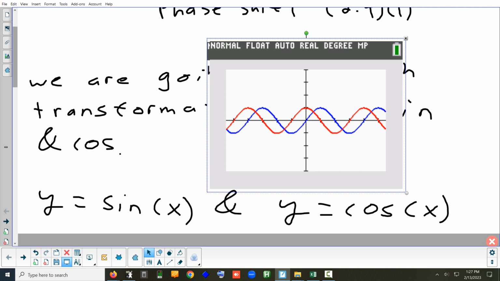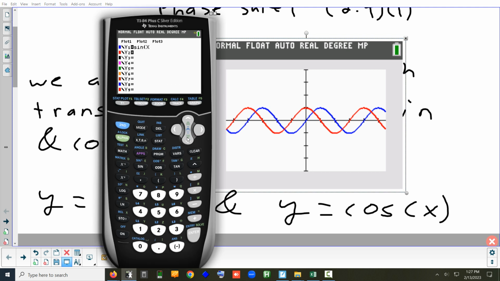Okay, so sine and cosine are pretty similar. Let's take a look at tangent. Now, the graph of tangent has a pattern that keeps repeating, but it doesn't look anything like sine or cosine.